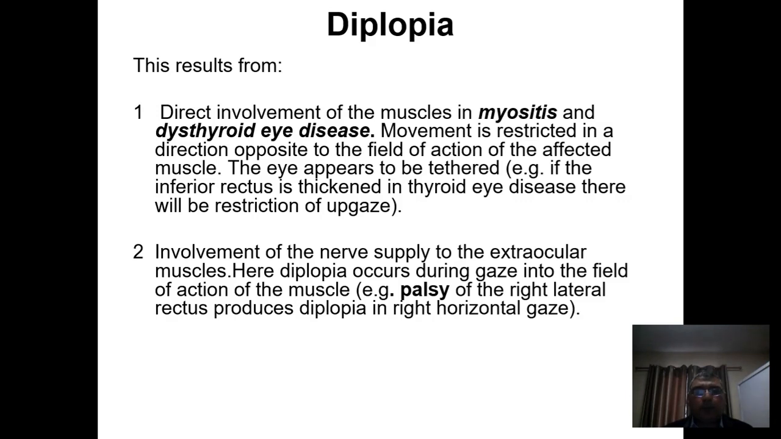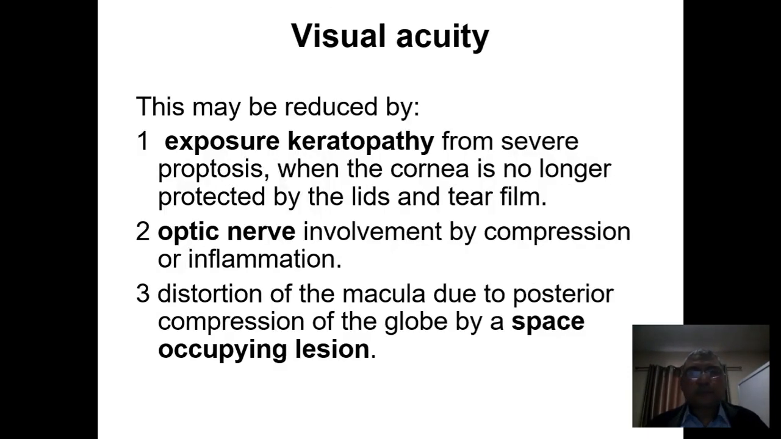Also, diplopia may occur due to involvement of the nerves passing to the extraocular muscles in the orbit, as in sixth nerve palsy, for example, or any other nerve palsy, resulting in diplopia in the direction of action of this muscle. Visual acuity affection may occur with orbital diseases, as for example, in cases of proptosis, exposure keratitis may occur, and this will result in diminution of vision.